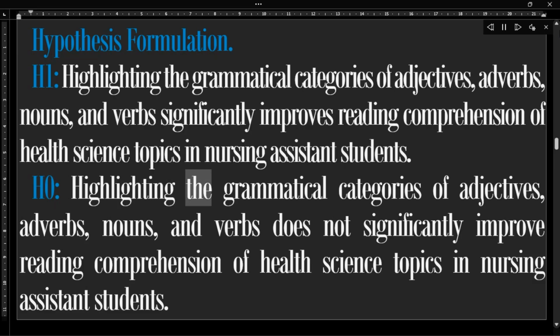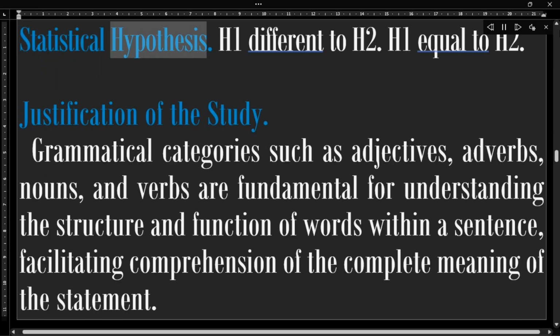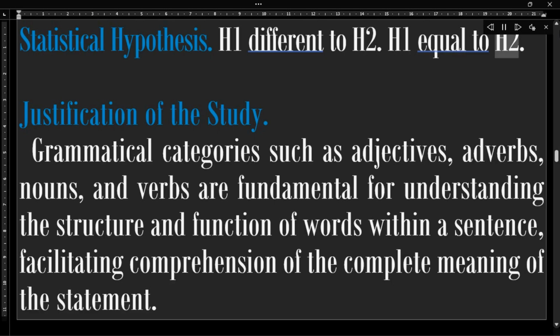H0. Highlighting the grammatical categories of adjectives, adverbs, nouns, and verbs does not significantly improve reading comprehension of health science topics in nursing assistant students. Statistical hypothesis. H1 different to H2. H1 equal to H2. Justification of the study.